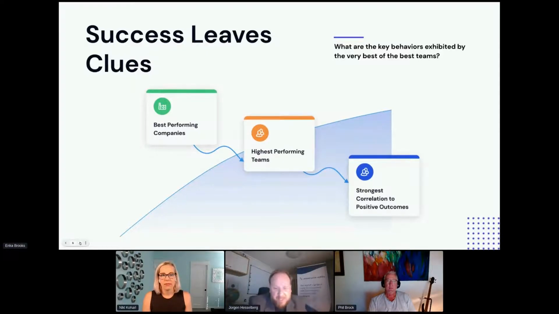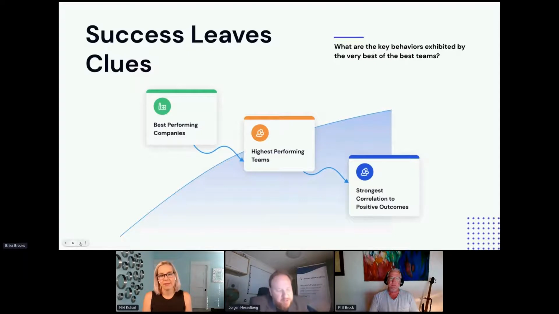Okay, so now we have the best performing companies. Then we looked at the best performing teams, the highest performing teams inside of those best performing companies. So now you're thinking really the best of the best here. And then we're looking at those teams and seeing the patterns that they were exhibiting through their surveys. And then we started to say, okay, what are the things that these really great teams are doing that are correlated to positive outcomes as they report it themselves.